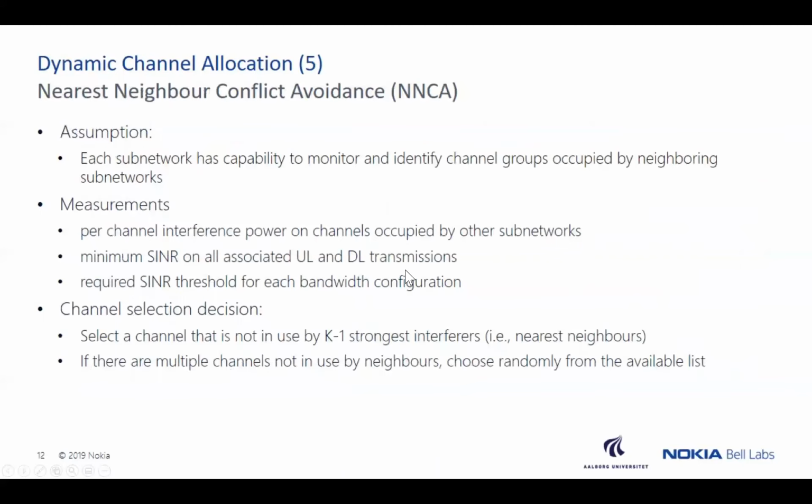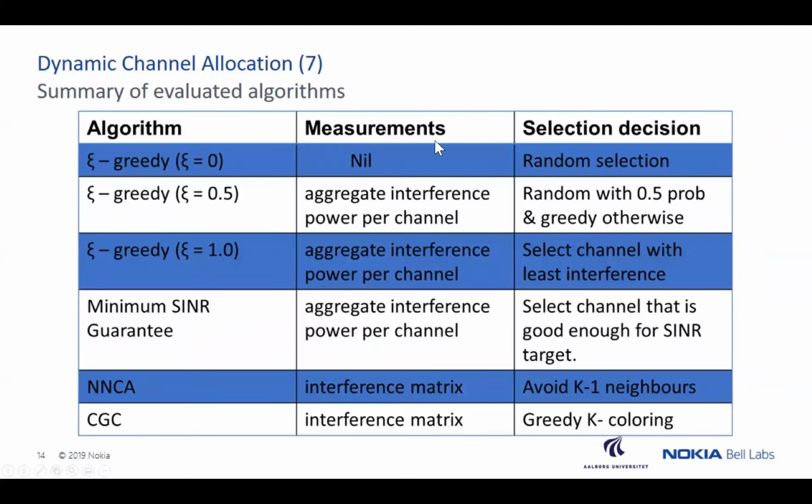So here is the list of algorithms that we have looked at. The first class is what we call the epsilon greedy algorithms, where essentially when you notice that the SINR on the occupied group is going below the desired SINR, you will either choose randomly or greedily with some probability, epsilon. The greedy case corresponds to a best effort case where each subnetwork just greedily chooses a channel which could be even much better than what is required.